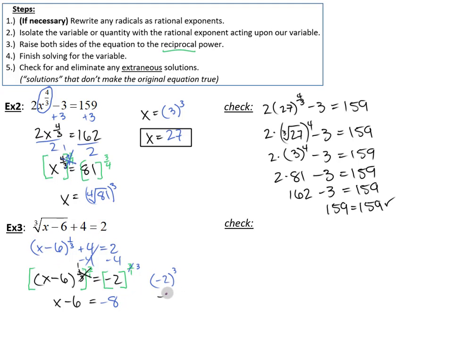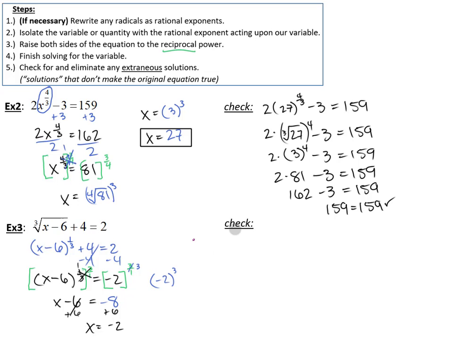Okay, if you happen to put it in the wrong way in your calculator for this problem, you will get a correct answer. Okay, for other problems you may not, so be careful. Lastly here, add our 6 over, and we end up with x equaling -2. But remember, we have to check our work.